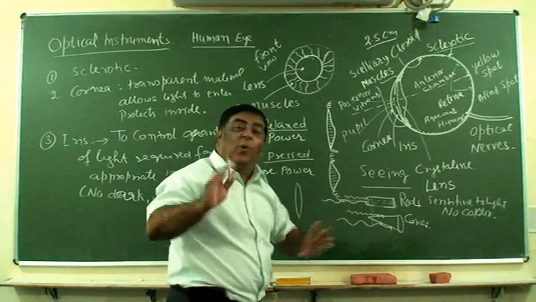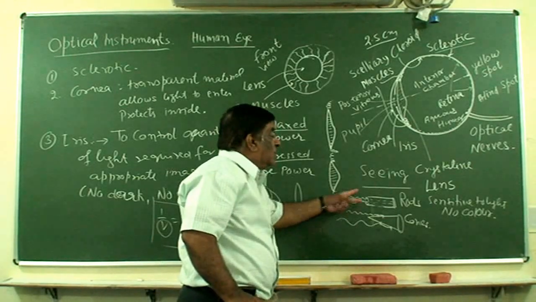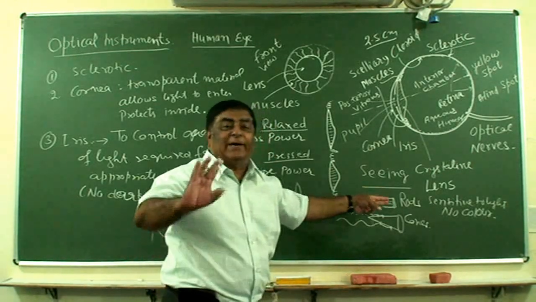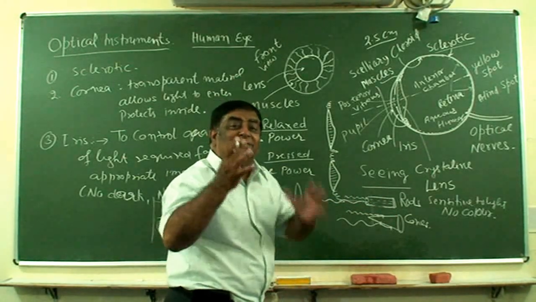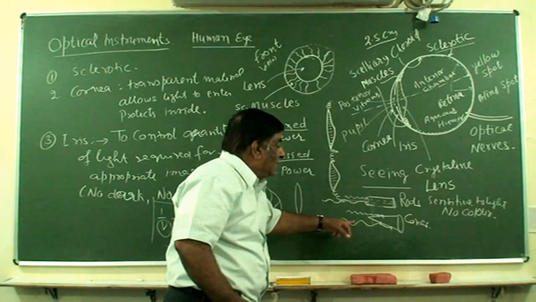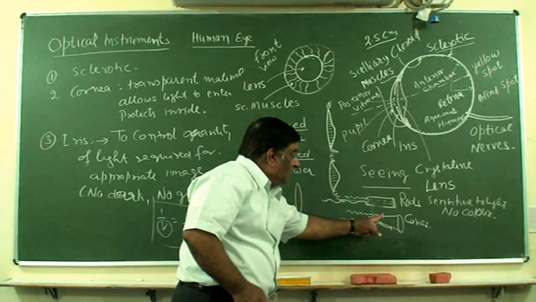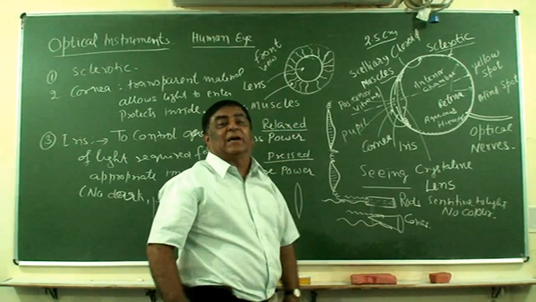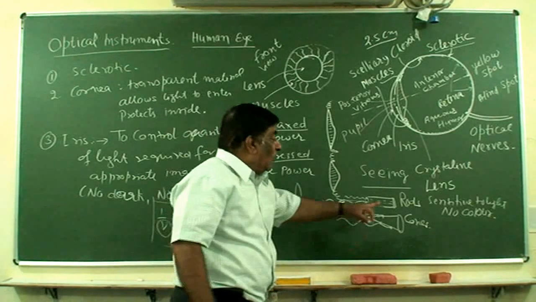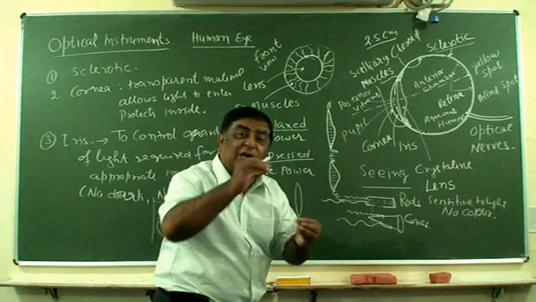So the rod will see only quantity. Even if there are two, the total strength is good enough to make the image, to make the sensation. But here, it also needs two. If there are two, then this is a different color, and this is a different color. It can differentiate between the colors, but it requires 2 of each, or 10 of each color.